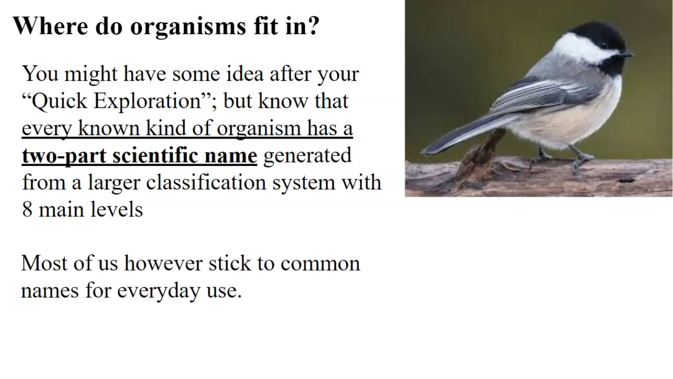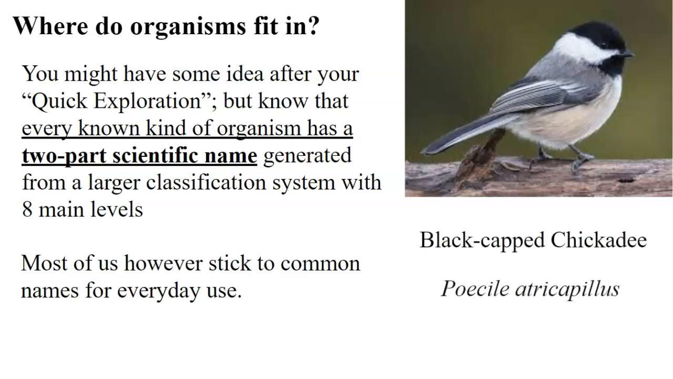Most of us, when we look at an organism, however, stick to the common names, like the black-capped chickadee, the common name for this bird. Its scientific name is Poecile atricapillus. Two-part scientific name. The first part is capitalized, second part lowercase. And oftentimes italicized if it's in print.